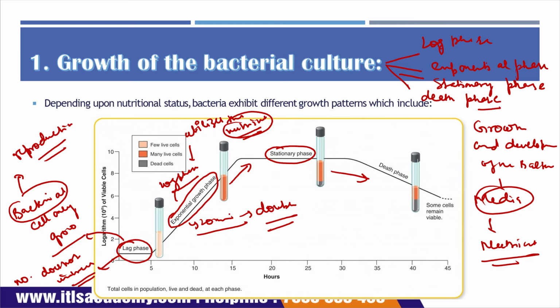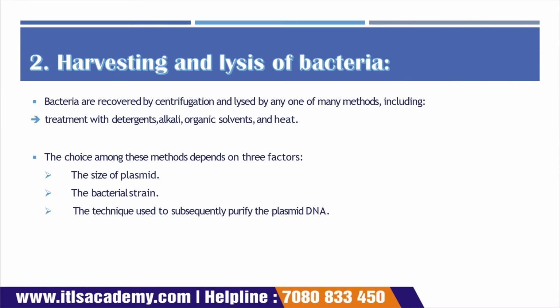Then after that the availability of the nutrient decreases, due to which the bacteria go to the next step, that is called the death phase. Here the death of the bacteria occurs, and slowly the number of bacterial cells decreases. So this is about the bacterial growth curve.